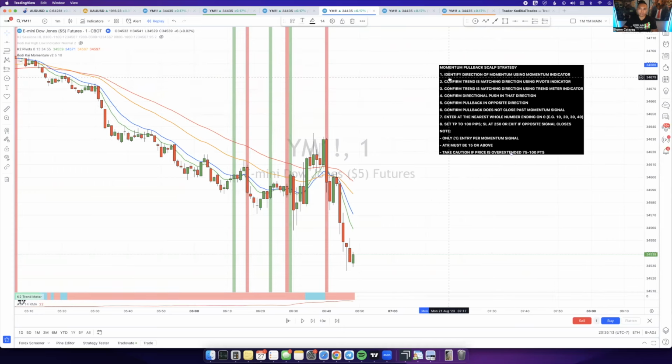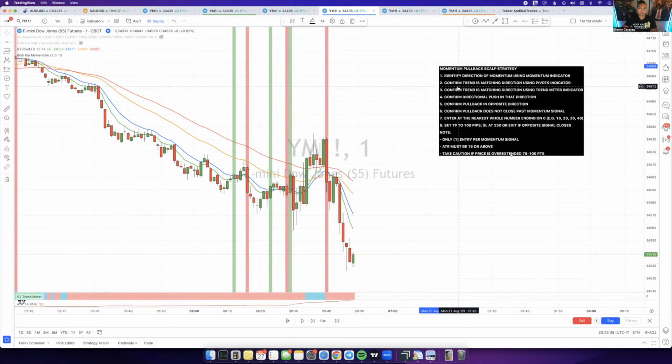So for step one, you want to identify the direction of momentum using the momentum indicator. To do that, just make sure that you have the momentum indicator on your chart, and then you just want to look back to the most recent momentum signal. So right here's where current price is. You look back and there's a sell signal here. So in this situation, you're probably going to be looking for a sell. Once you've confirmed step one, you can move on to step two.